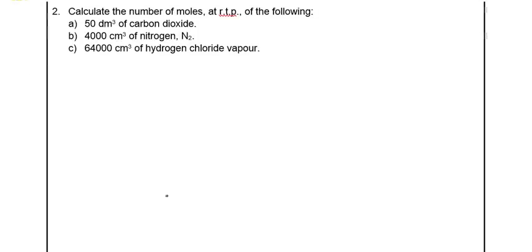Question number 2. Calculate the number of moles at RTP of the following: 50 dm cube of carbon dioxide, and so forth. So now, this is the other way around. Again, it's the same equation, number of moles equals volume over 24. So now the volume is given to us, but the number of moles is not given, and we need to calculate the number of moles.